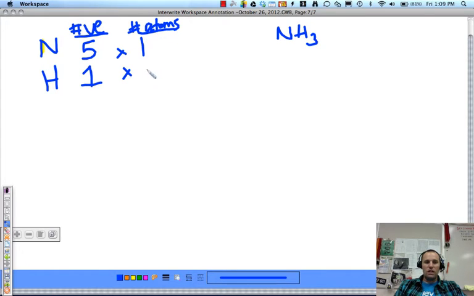And in hydrogen, there are 3 of them. Okay, there's 3 atoms. So the next step is to draw the skeleton structure. Nitrogen's going to go in the middle, and then we have 3 hydrogens coming off of it. Okay, 1 nitrogen, 3 hydrogens.